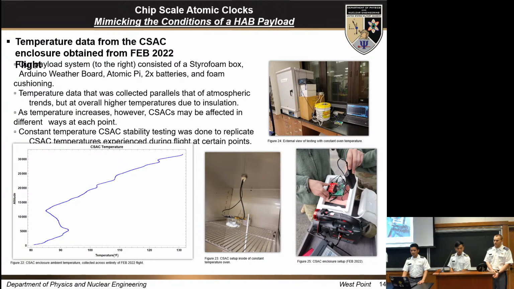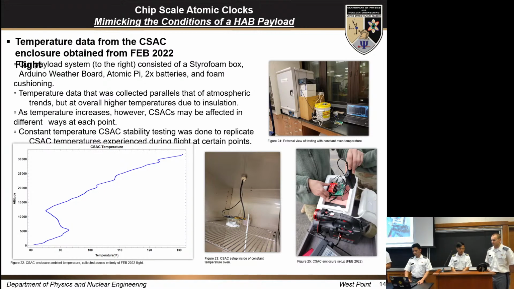From the first of our 2 balloon launches this semester, we were able to get some temperature data. As we know, the change in temperature doesn't do the same thing all the way up through the atmosphere. It decreases, then increases, goes back and forth. Our recorded data paralleled that, except that it was a little bit hotter because we were operating our payload in a styrofoam enclosure, which insulated and retained some heat.